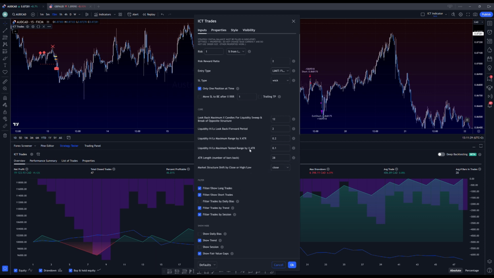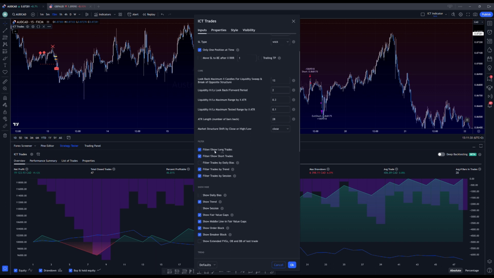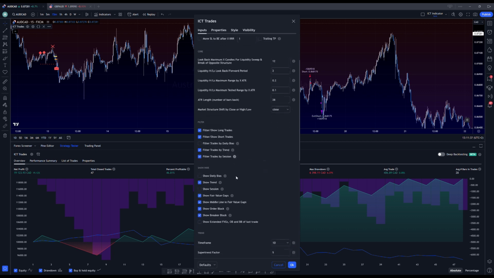There are these 6 settings. You can filter by or show long trades, short trades. You can filter trades by daily bias, by trend, or by session. You can also show the daily bias, show trend. As you can see, this red background is the trend. So there is downtrend. You can show sessions, show fair value gaps, show order blocks, show breaker blocks.